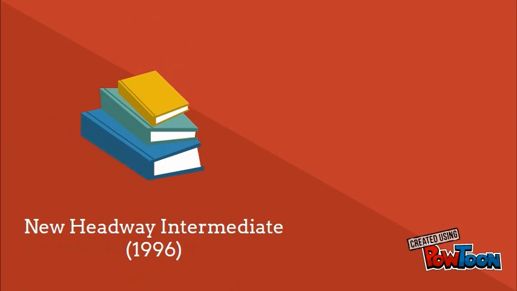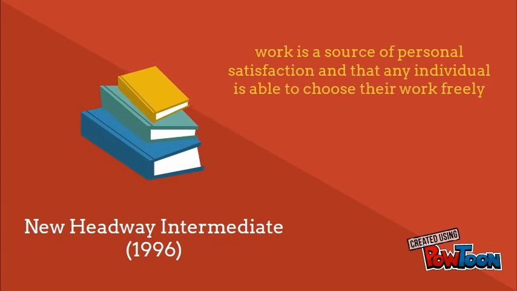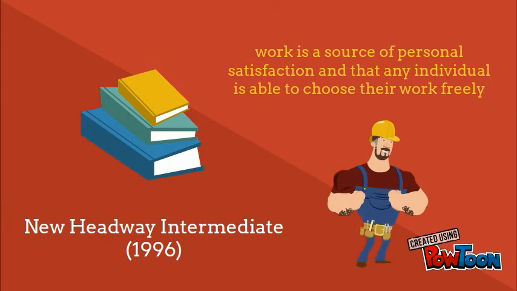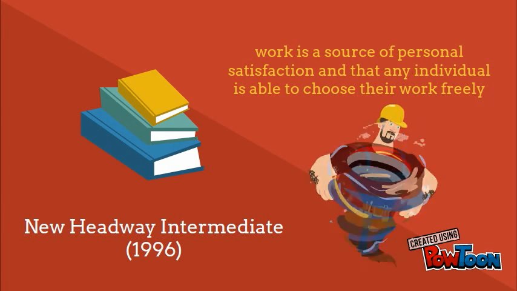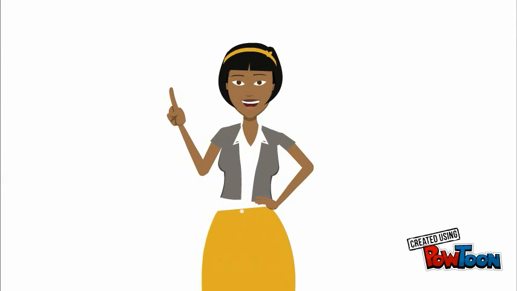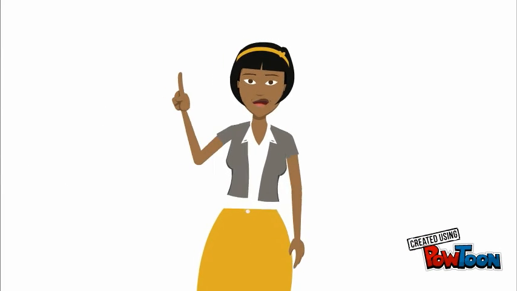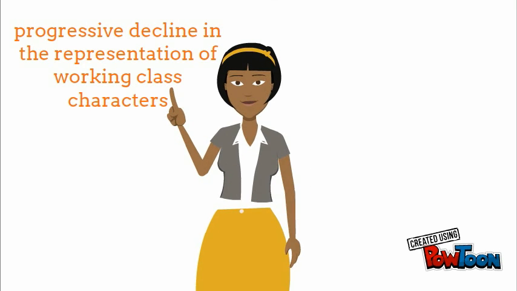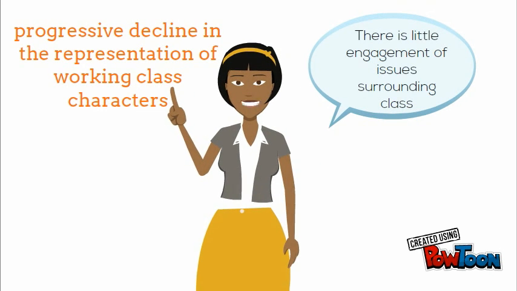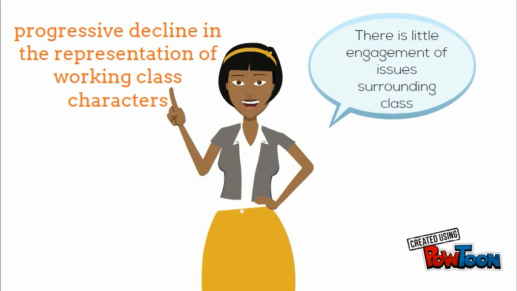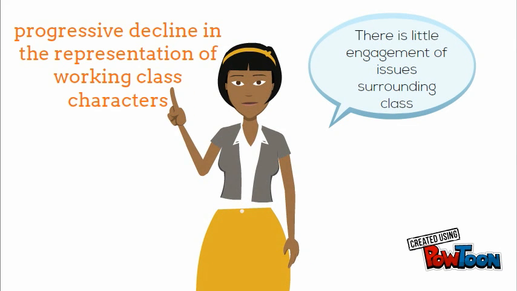In one of the 90s textbooks, it is shown that work is a source of personal satisfaction and that any individual is able to choose their work freely. Not only that, but choosing a non-typical career is seen in a neoliberal, innovative, risk-taking and wealth-generating sense. Overall, the analysis of these textbooks shows the progressive decline in the representation of working class characters and the erasure of a very limited working class perspective on life. There is also little to no engagement of issues surrounding class.